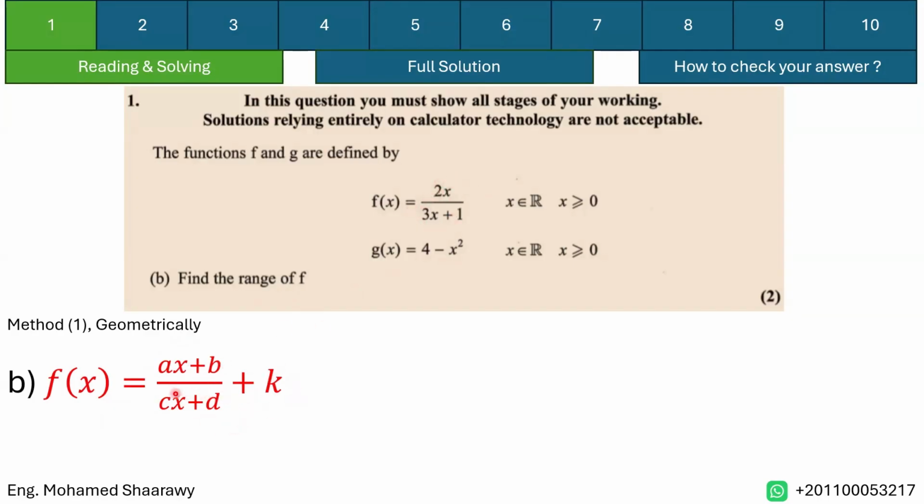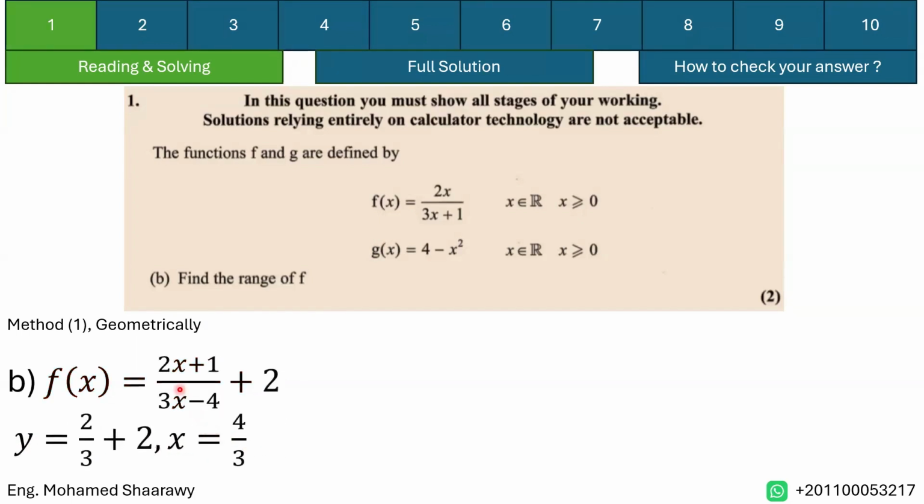Any reciprocal function has this general form: ax plus b over cx plus d plus a constant term k, where a is the x coefficient in the numerator, b is the free term in the numerator, c is the x coefficient in the denominator, and d is the free term in the denominator, and k is the free term next to this fraction. In order to draw the reciprocal function, you need to get first the asymptotes, which is y equal a over c plus k, and x is negative d over c. How I got x? x is actually the factor of the denominator, which is the value which makes the denominator equal to 0. This is the x asymptote.